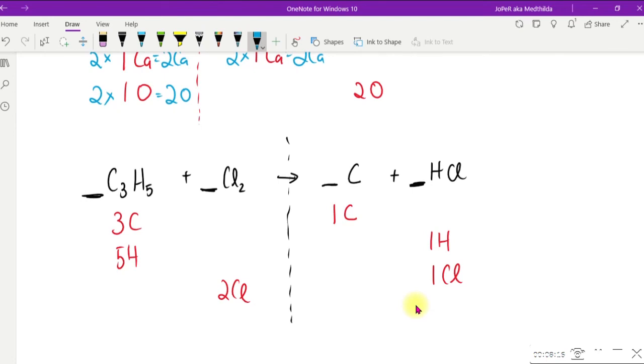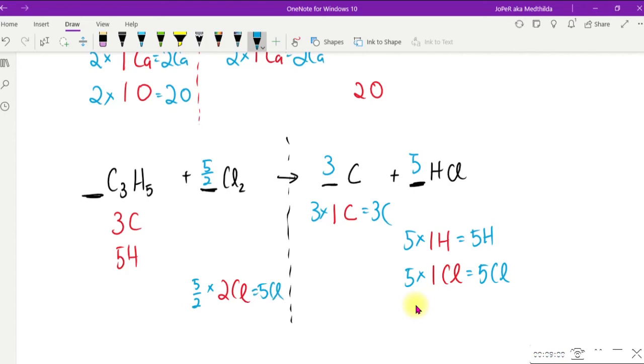So now it's time to start balancing. First row, 3 carbons, 1 carbon. So put a 3 over here, multiply by 3 carbons. Next one, 5 hydrogens on the left hand side, 1 hydrogen on the right hand side. So I put a 5 over here. In doing so, I also multiply the chlorine, so I have 5 chlorine on the right hand side. Now, what you realize is this. I have 2 chlorines on this side, 5 chlorines on this side. I can't multiply by a whole number. But what I can do is, if I multiply this by 5/2, you're going to get 5 chlorine.